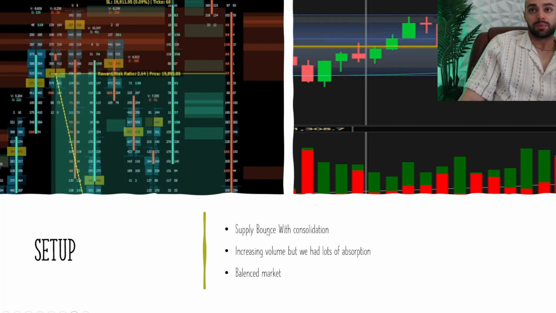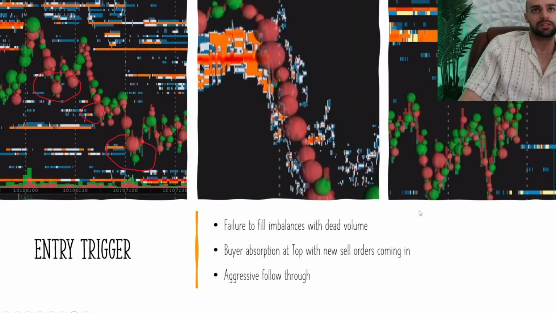So what was the setup? Supply bounce with consolidation. Increasing volume, but we had lots of absorption. We had a little bit of increasing volume on supply, but a lot of that was buy side absorption. And we're in a balanced market, so I was okay with playing both sides. Entry trigger: failure to fill imbalances with dead volume, buyer absorption at the top, with new sell orders coming through. Very similar to the last trade.